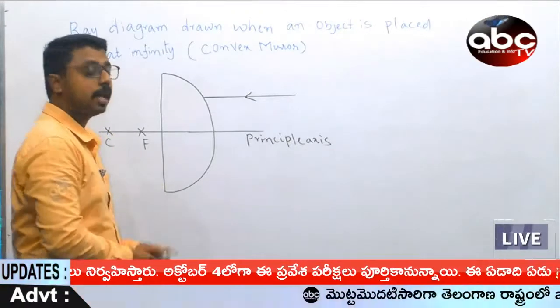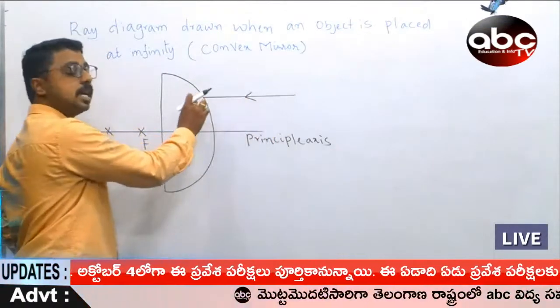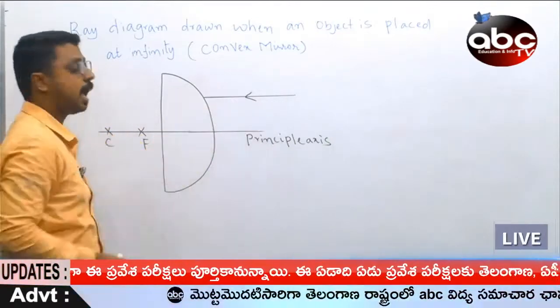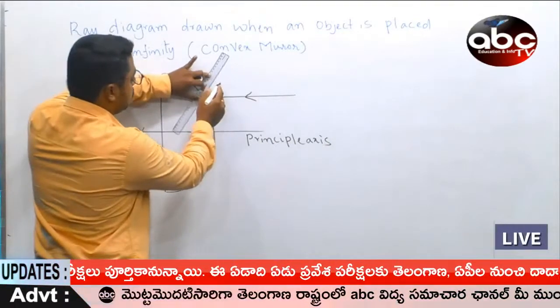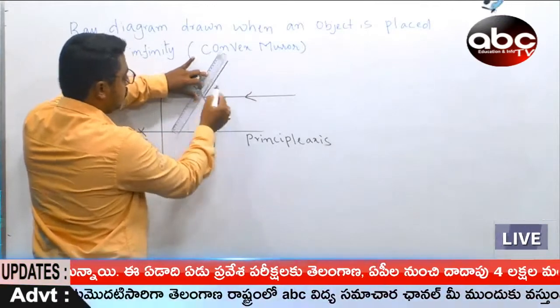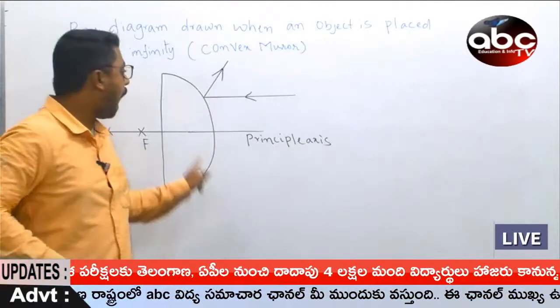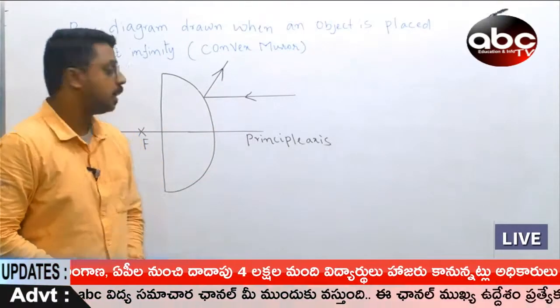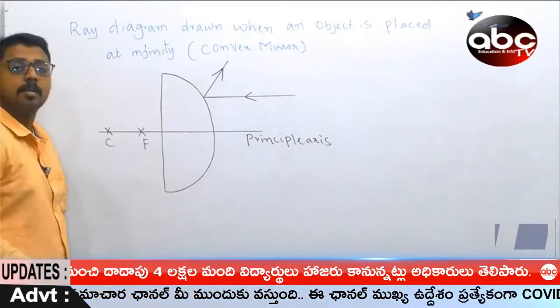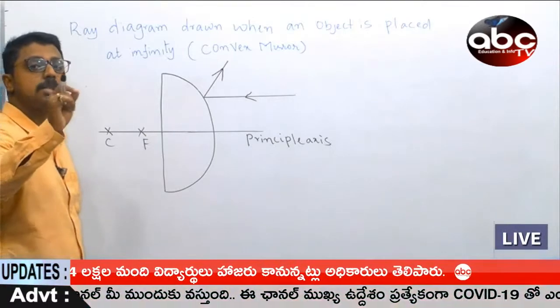what are we going to take? A ray which is coming parallel to the principal axis diverges. It is going to diverge away from the mirror. This is a very important statement.